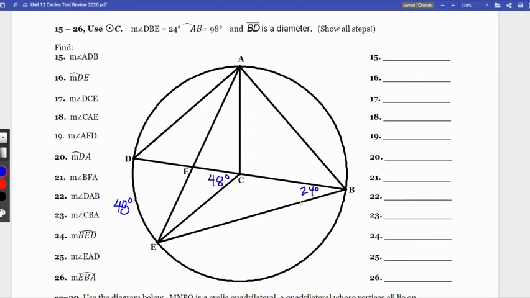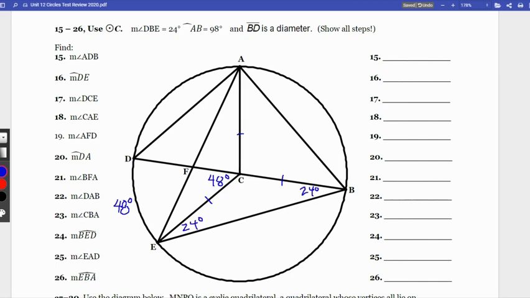Let's see. Since both of these, and actually this one also, are radii of this circle, that means I've got some isosceles triangles. Triangle ECB is an isosceles triangle, which means that the two vertex angles would have to be the same. This one must be 24 as well, 24 degrees. Which means, if both of these are 24, we're going to be able to find what the other angle in this triangle is.